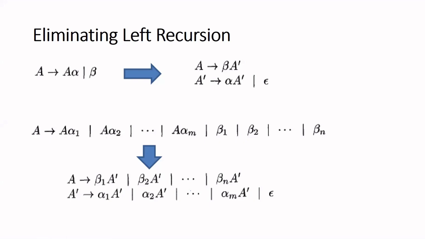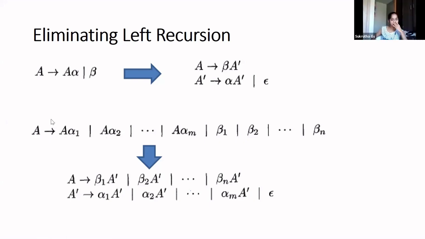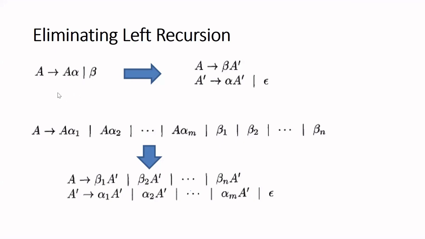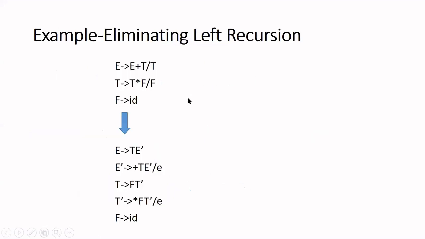Shall we take an example? Okay, so this is the general form for a single alpha and beta. In case you have multiple alphas and betas, multiple productions, how do you eliminate it? It is the same format, only thing is you'll be numbering the alphas and betas. That's it. We'll go to the example and solve a simple one.